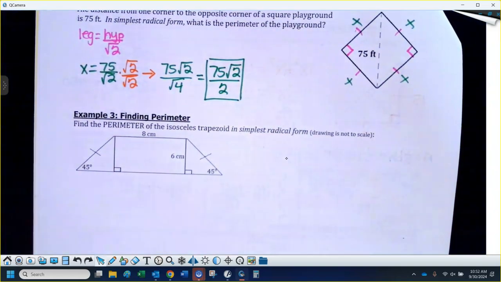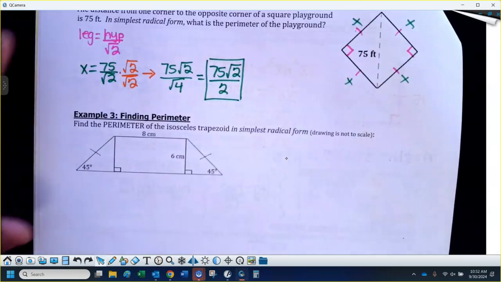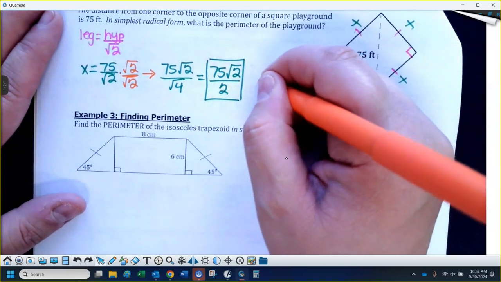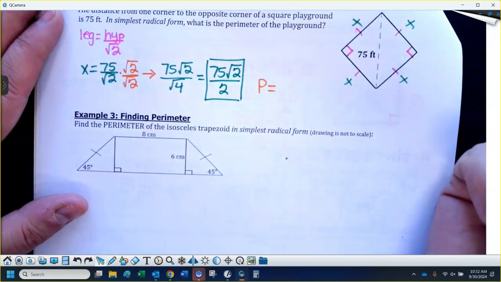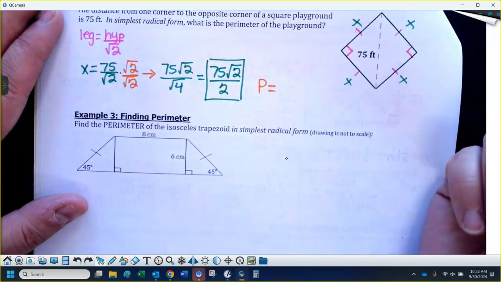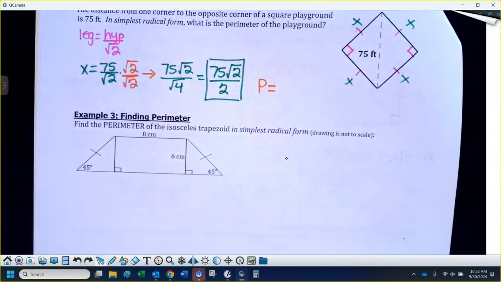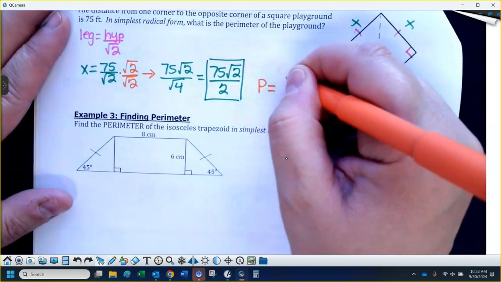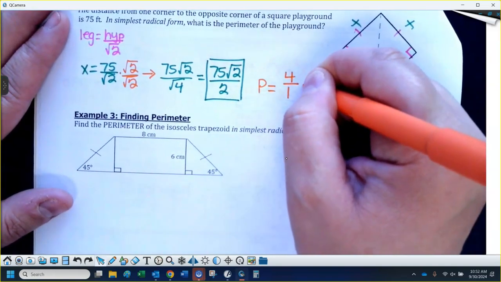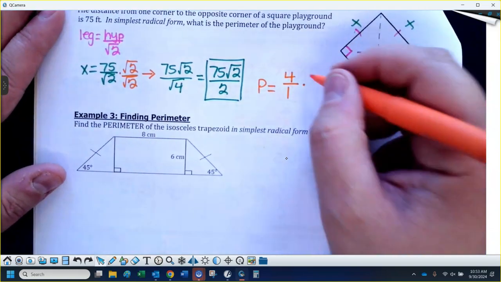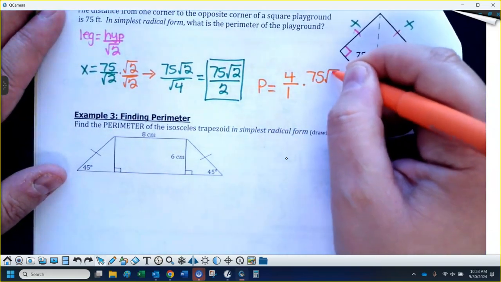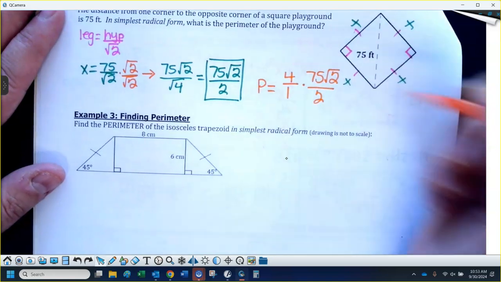Now, if we're going to find the perimeter, and you can grab your calculator to do this if you want to, how many sides do I have in a square? How many sides do we have in a square? 4, right? Okay, each one of those sides is the same, right? It's that weird number, that 75 root 2 over 2. I promise this is not hard to do. So we're going to take 4, and because it's a fraction, I'm just wanting you to think about it as 4 over 1. We're going to do times 75 roots of 2 over 2.